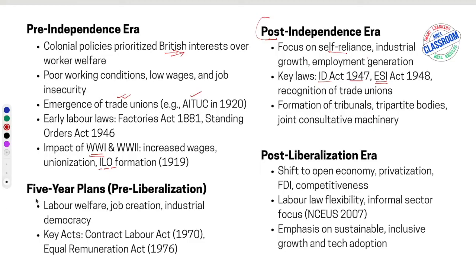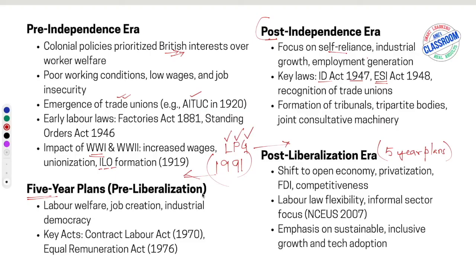Let us talk about the 5 year plans during the pre-liberalization era. When was liberalization? 1991, while Manmohan Singh was the finance minister. LPG, remember: liberalization, privatization, globalization. So before that and after that, we will look at the 5 year plans, pre-liberalization and post-liberalization. First, let us look at the pre-liberalization era.